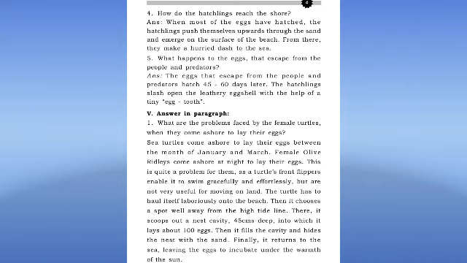Number 5. What happens to the eggs that escape from the people and predators? Answer: the eggs that escape from the people and predators hatch 45 to 60 days later. The hatchlings slash open the leathery eggshell with the help of a tiny egg tooth.